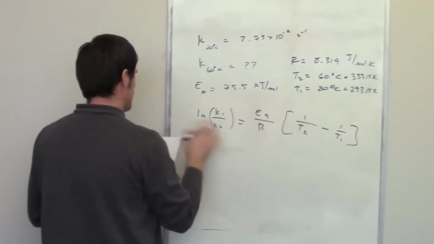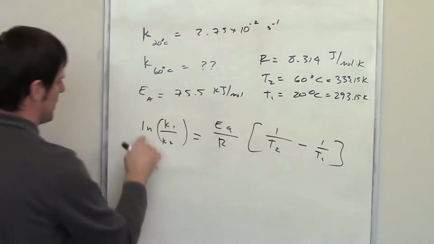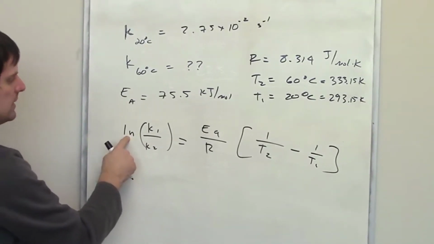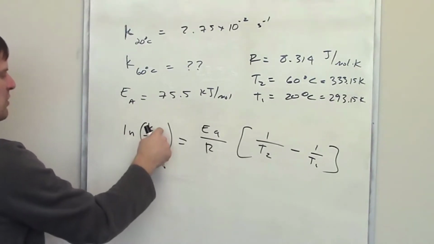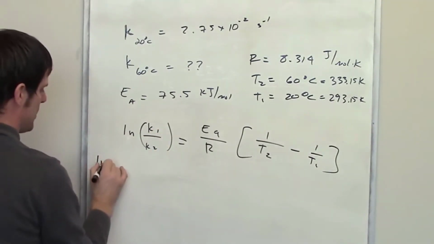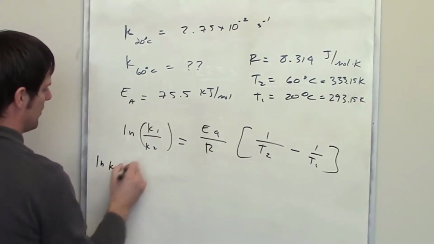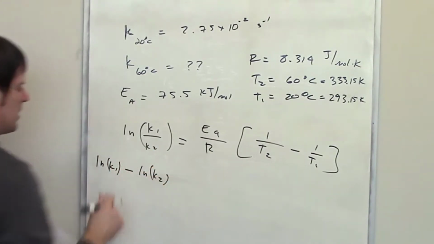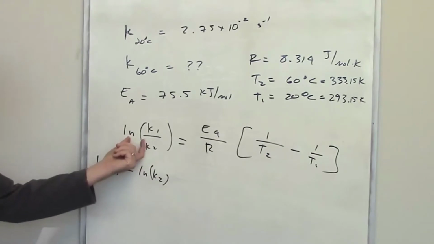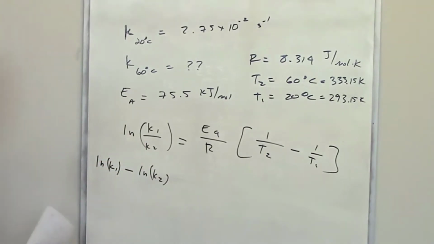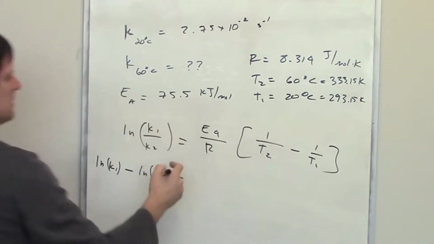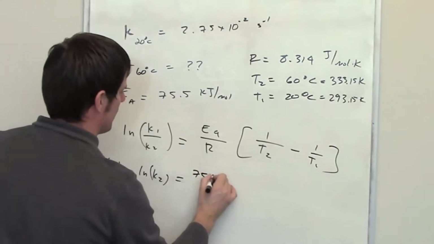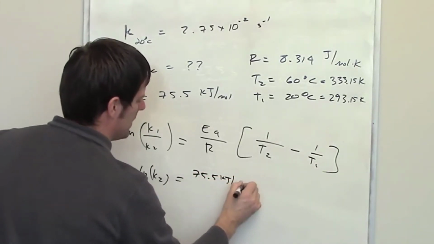So I'm going to go ahead and remember from my basic algebra that if you have the ln or natural log of one number divided by another number, it's the same thing as having the natural log of the numerator minus the natural log of the denominator. So I can go ahead and separate that out or rewrite this as this. Hopefully you're okay with that. I then throw in my numbers. Activation energy 75.5 kJ per mole.